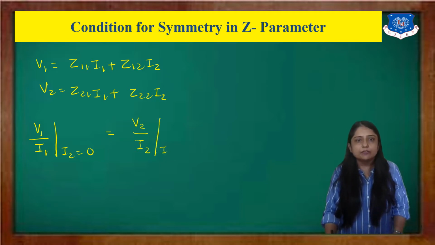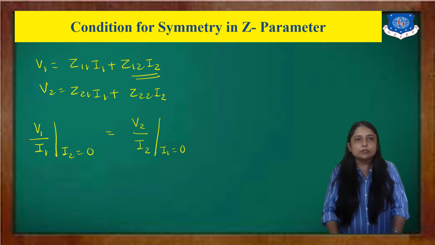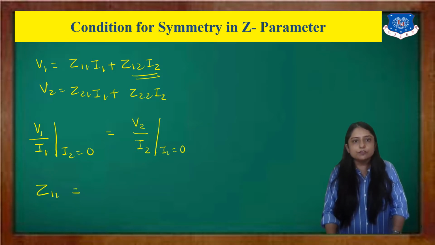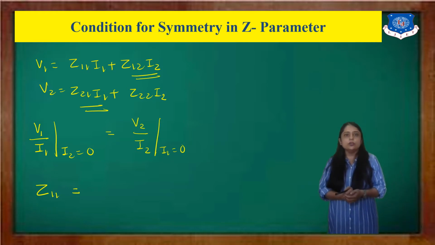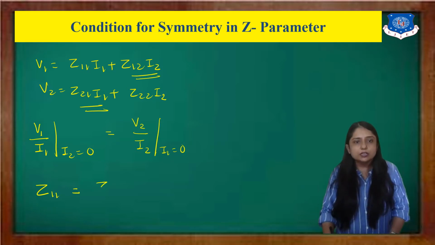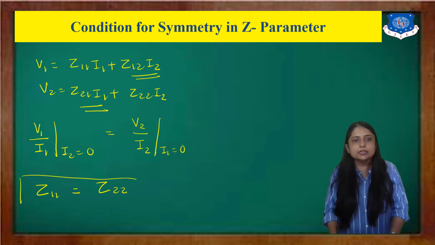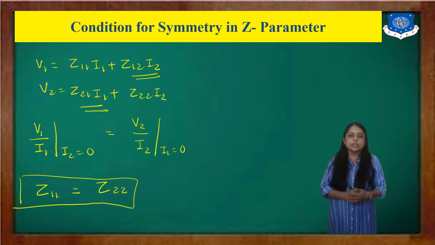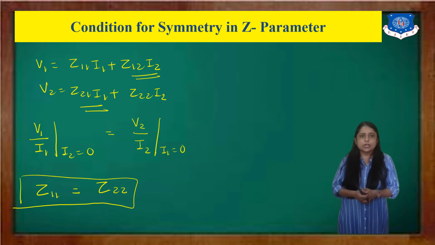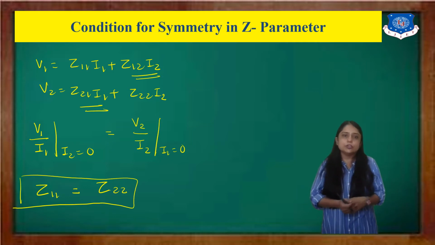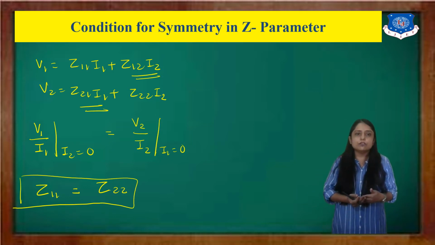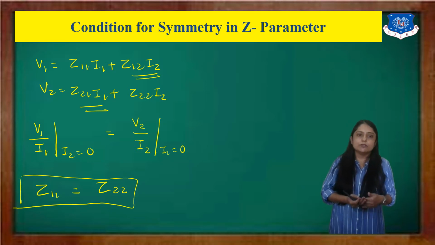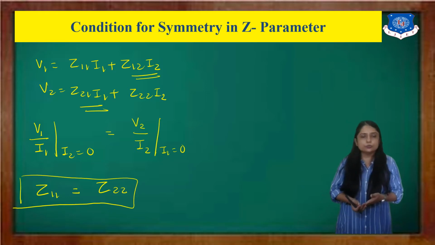And I have to write down I1 equal to 0. So V1 by I1, if you substitute I2 equal to 0, what is it? It's Z11. And in this equation, if you substitute I1 equal to 0, then V2 by I2 is what? It's Z22. Then this is the condition for the symmetrical network in case of Z parameter. So the condition for the reciprocal network is Z12 equal to Z21. And the condition for the symmetrical is Z11 equal to Z22.